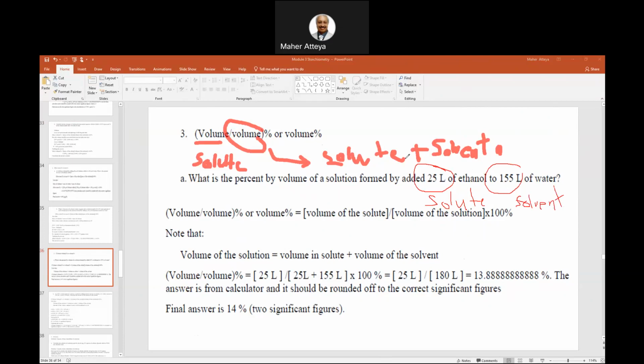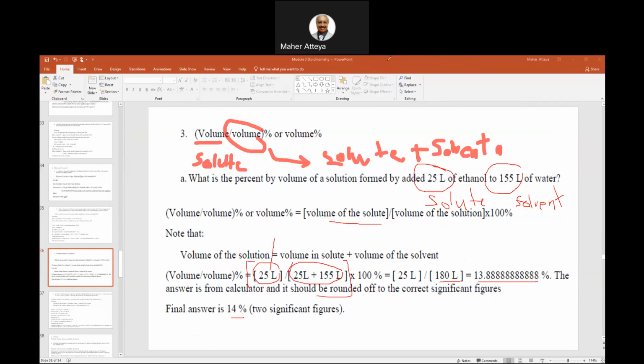So we need the percentage. We put the volume of the solute, which is 25, on the top. We divide this by the sum of both solute and solvent. And then the whole answer is multiplied by 100%. If you look, this amount came out from the calculator. But we have to look at the controlling one. This is two significant figures, correct? And the 180 here is also two sig figs. So our answer is two sig figs, 14%.